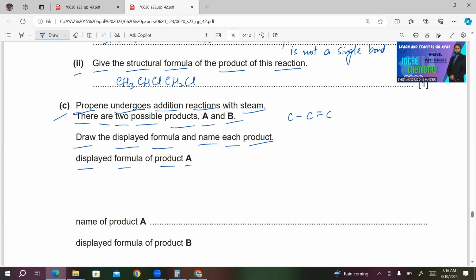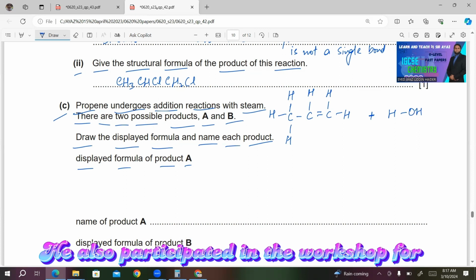So let's saturate the bonds of carbon on the right hand side. 1, 2, 3, 4. The second carbon atom, 1, 2, 3, 4. The last carbon, 1, 2, 3, 4. Placing the hydrogen atoms. So this is the displayed formula of propene. Plus steam. The formula for steam is HOH.